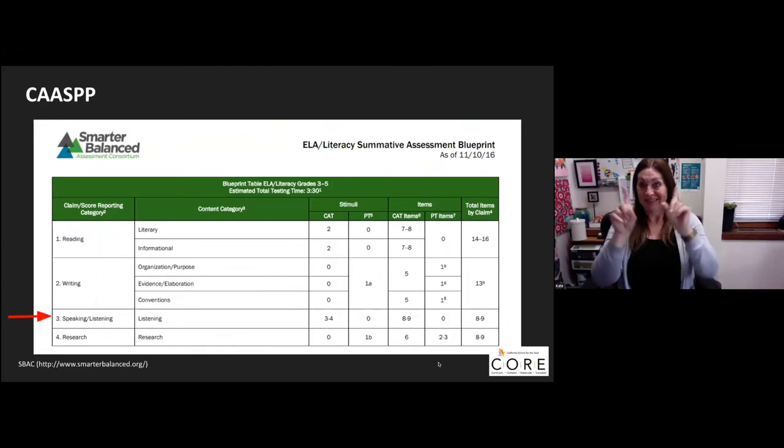Even our state testing, the SBAC, the Smarter Balanced Assessment Consortium, is through speech and hearing. That's what we see in all of our standardized testing, and that red arrow is pointing to hearing, as you can see.